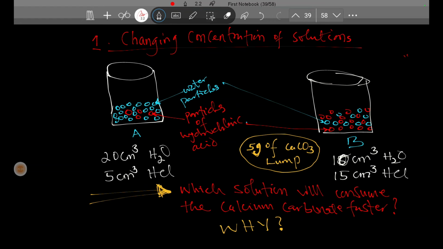Now, these two acids in A and B are to react with 5 grams of calcium carbonate lump. Which solution will consume the calcium carbonate faster? Which beaker will give a faster reaction with 5 grams of calcium carbonate?